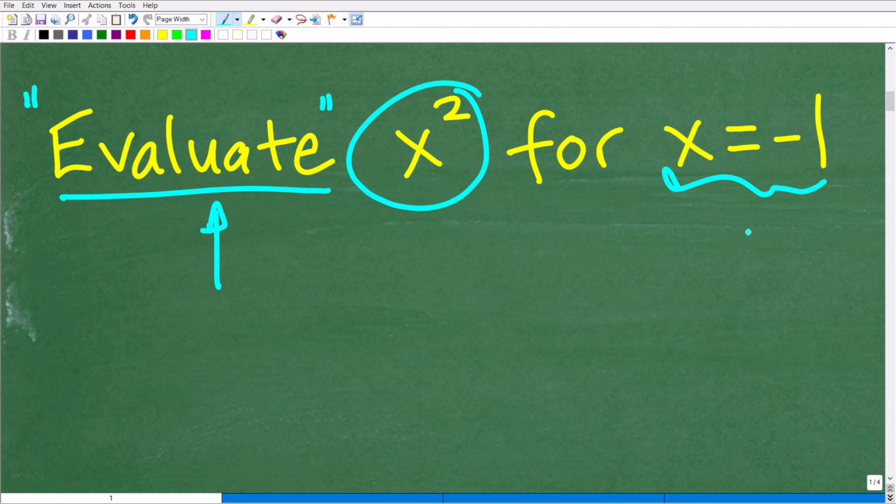So basically this is pretty simple, right? All we would need to do is take this -1, plug it in, replace this x with -1, and then square it, right? So that is effectively what we need to do. But why is this confusing? Well, I'm going to show you why right now.